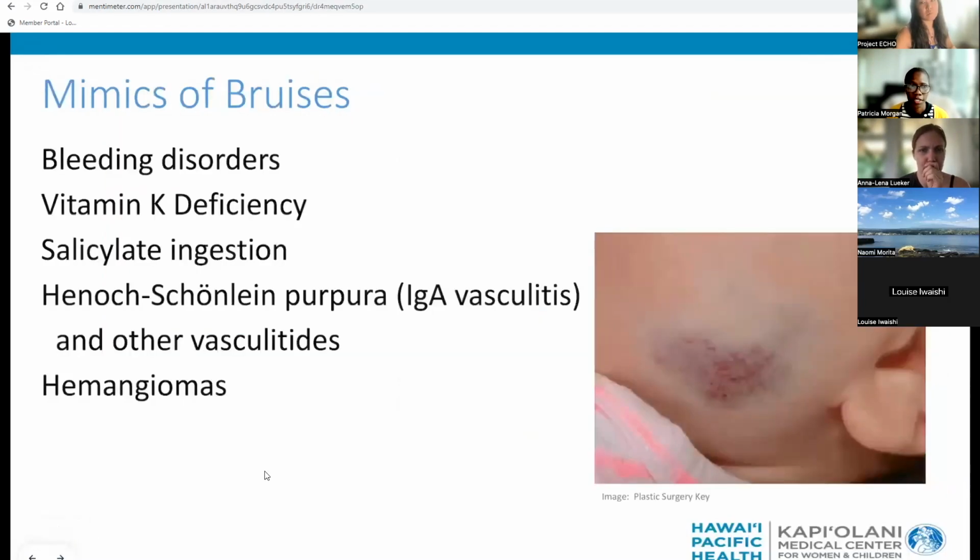Mimics of bruises, just some things to think about. Bleeding disorders, vitamin K deficiency, aspirin ingestion. This is an infantile hemangioma that can look like a bruise. So again, just medical history, your exam documenting, assessing for safety, all of those things would be important.